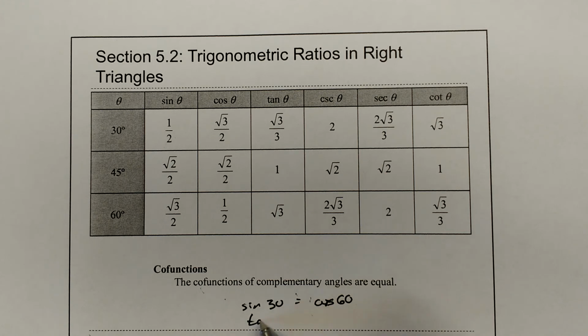So this is true for anything. The tangent of 45 is equal to the cotangent of 45. So as long as the angles add to 90. The secant of 15 is equal to the cosecant of whatever 90 minus 15 is, 75. So that's the general rule there.